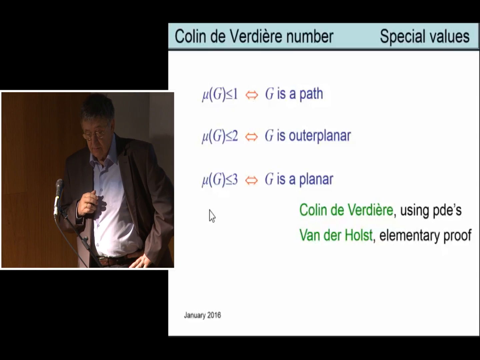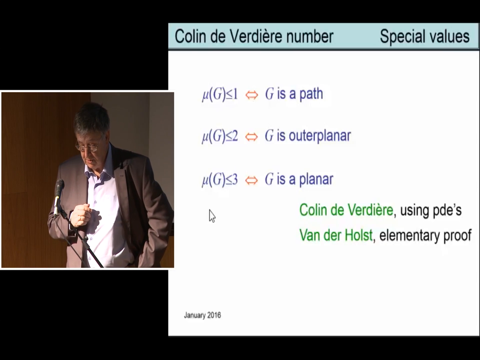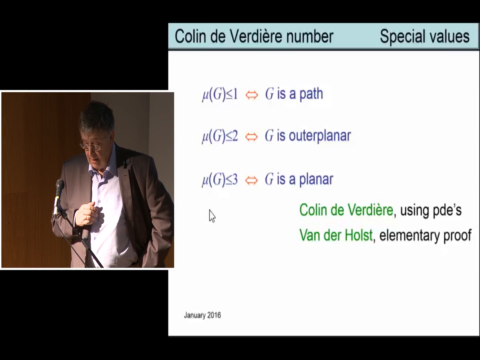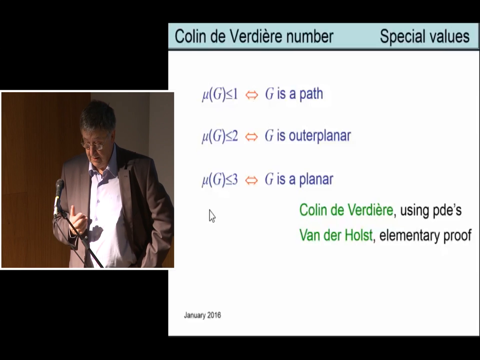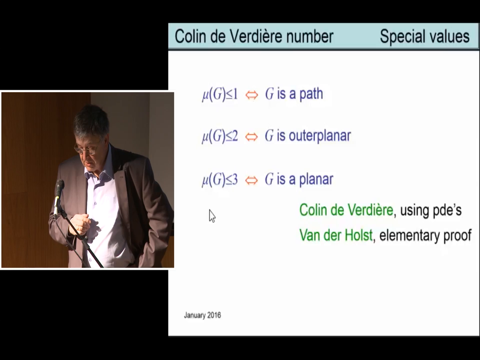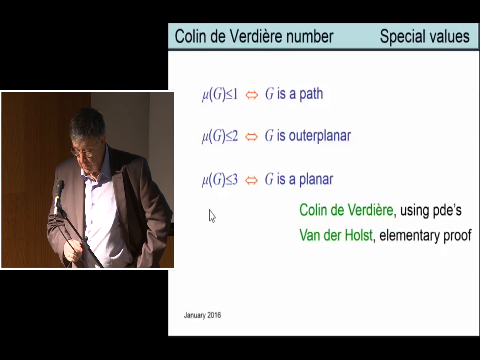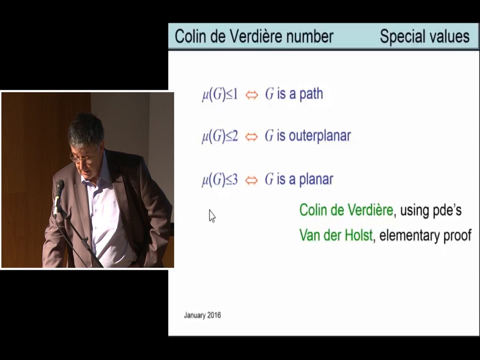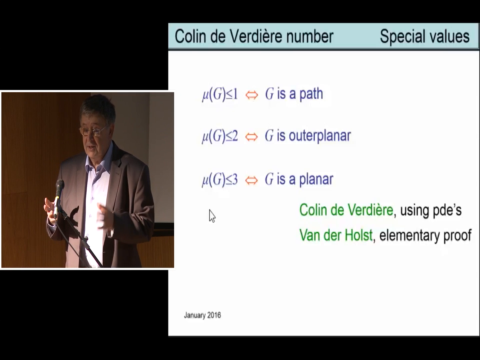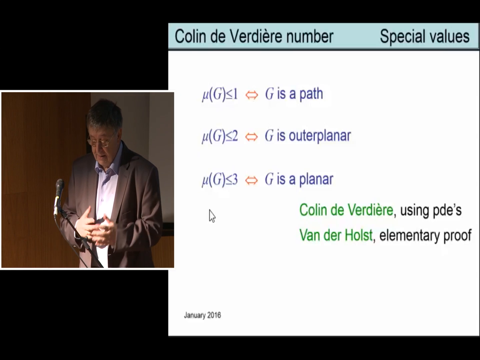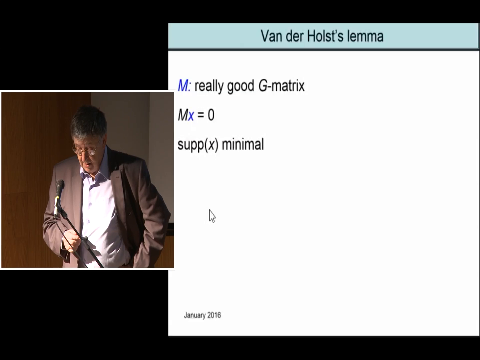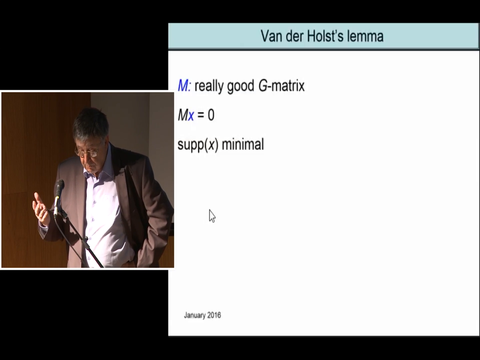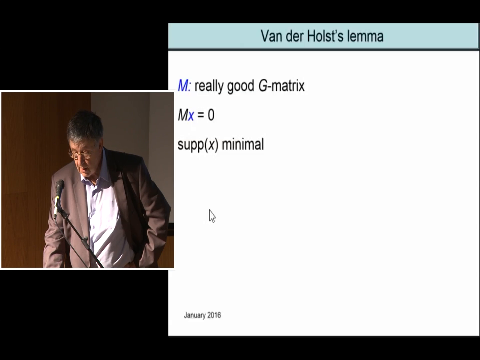Non-crossing diagonals. So mu of G at most 3, this is even more surprising, if and only if G is planar. Colin de Verdière proved this, and that fact made, of course, graph theorists interested in this parameter. He used some partial differential equations to prove this. The elementary proof was given by van der Holst. So this is already a very surprising connection. So you look at the multiplicity of an eigenvalue and relate it to planarity of the graph. So some very basic topological type graph property.